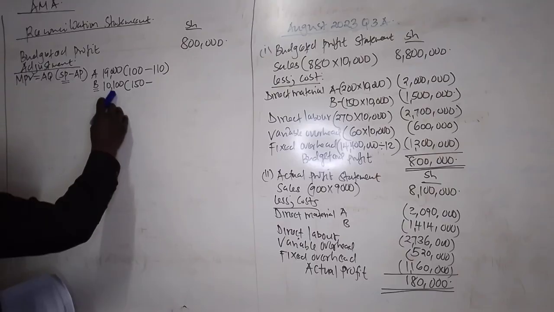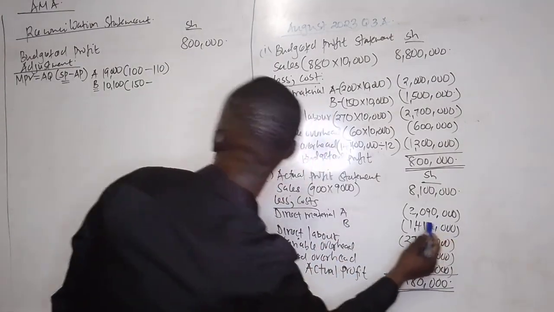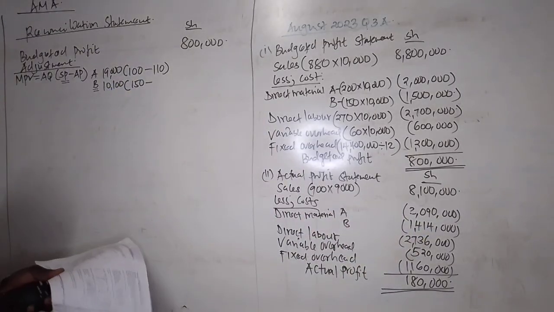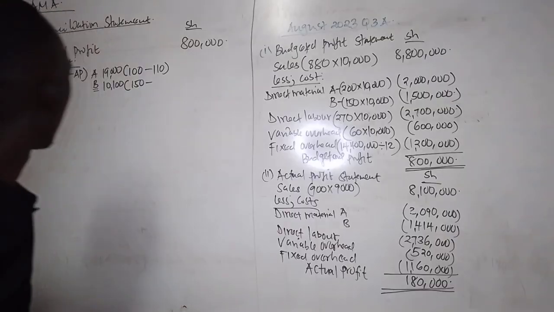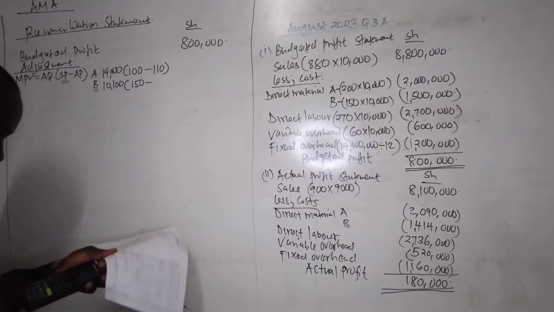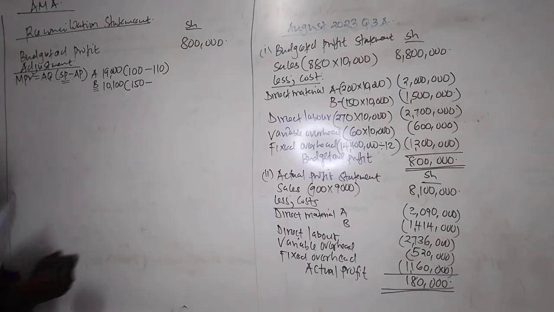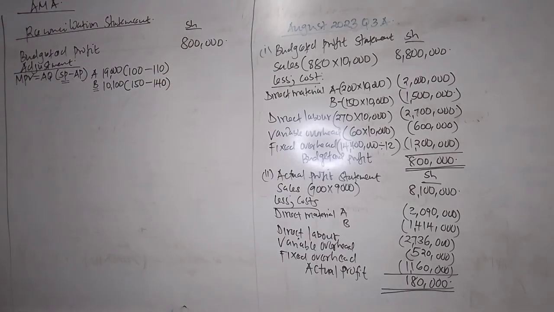Then let us get per liter. Per liter again, you come to product B, you take this total and divide by this one. How much are you getting? It is 14,000, then you divide by this one, it is 100. So this price will be 140. That is what you have. So therefore, let us get our answer now.